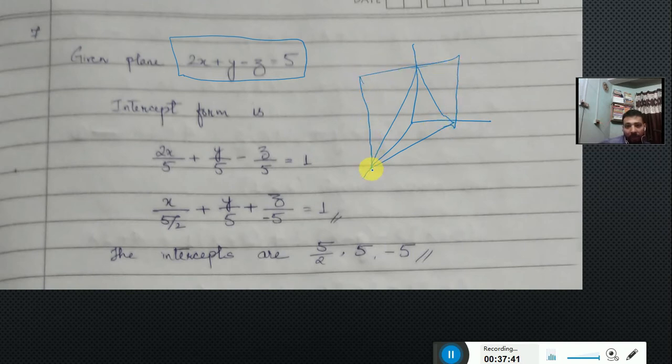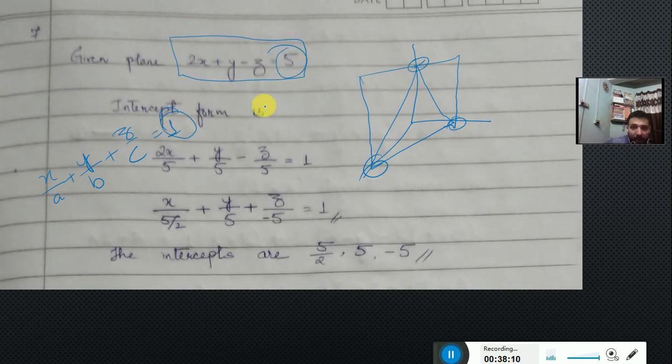So this is how we kept the plane on the XYZ plane. So these places are the intercepts, right? Now, intercept form looks like x by a plus y by b plus z by c equals 1. It looks like this.